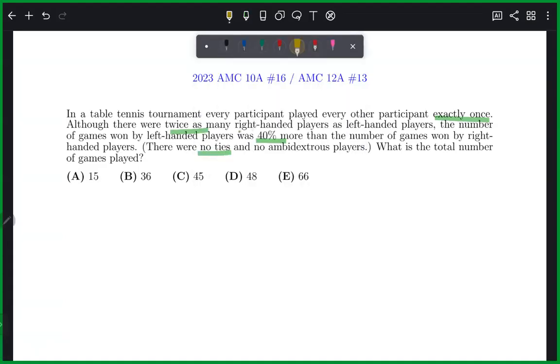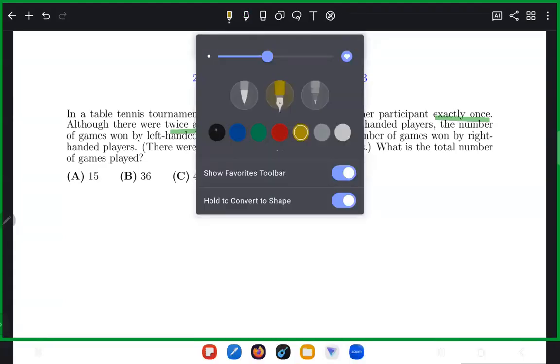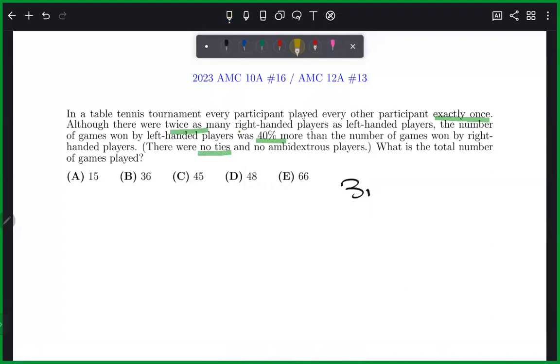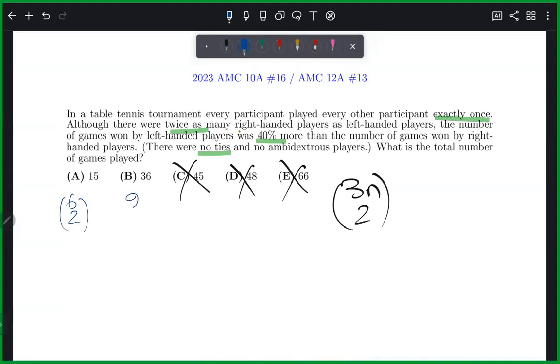Right. First of all, if there are 3n players, the total number of games played should be 3n choose 2. And that really rules out the possibility that C, D, and E are the correct answers because they are not of the form 3n choose 2. The first one is 6 choose 2, and the second one is 9 choose 2.